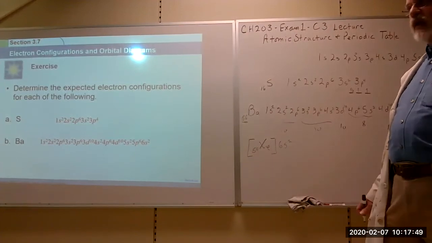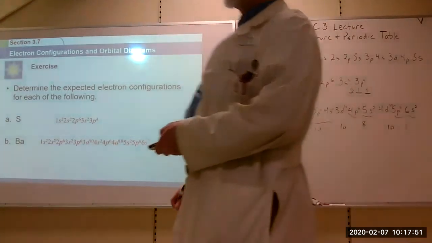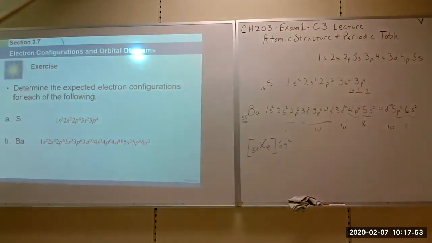Okay, how do I know that? The periodic table is structured so that you have a core, and the outer shells are complete once you get to a noble gas. So anything beyond that is valence. It's available for reaction.